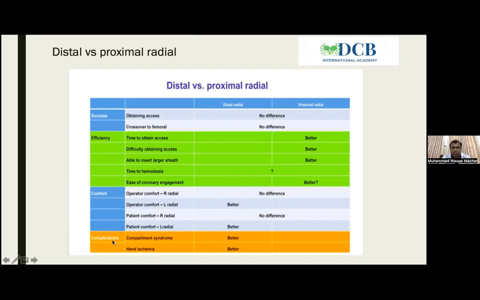What about complications? Compartment syndrome and hand ischemia. These are the two major complications of radial access. And in terms of distal radial access, we can prevent compartment syndrome more when we compare it with the proximal radial access, and in terms of hand ischemia as well.